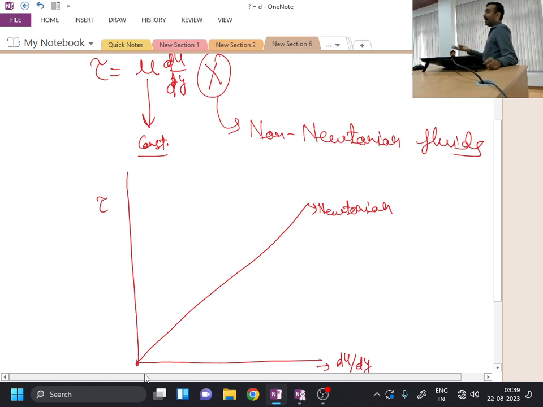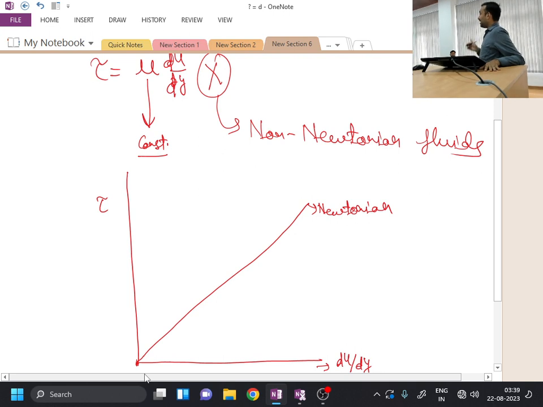Now we may have one special type of fluid. Particularly, if you see the examples we have seen in the last class as well, air, water and other common oils such as glycerine, silicon oil, etc. are examples of Newtonian fluids.